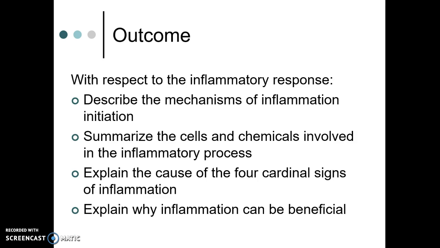All right, so we are looking at the inflammatory response. We have a couple of outcomes that go along with this. Don't get overwhelmed. They're actually fairly simple, but I just broke them down so we didn't have one big long outcome. The first outcome is to describe the mechanisms of inflammation initiation. In other words, what starts this thing. Then we're going to summarize the cells and the chemicals that are involved. There are 3 cells that we're going to look at. Specifically, we're going to look at mast cells. And then we're going to explain the cause of the 4 cardinal signs of inflammation.